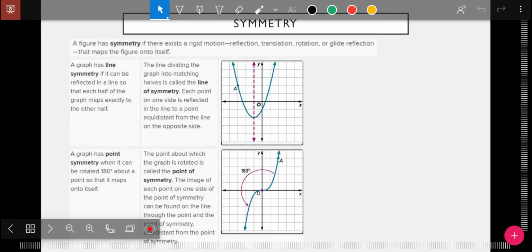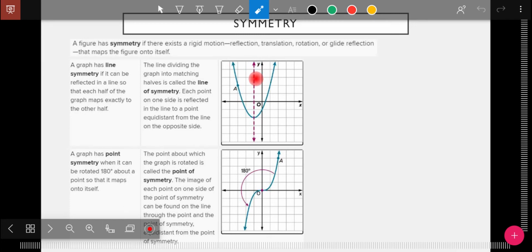And so, symmetry. Now I don't draw extremely well, so I left a lot of what the book has in our notes today. I'm going to try to go through it for you so that you can be on track here. A figure has symmetry. You've done reflections, translations, and rotations before in other classes, and those are all examples of symmetry. We're going to focus on line symmetry and point symmetry today.